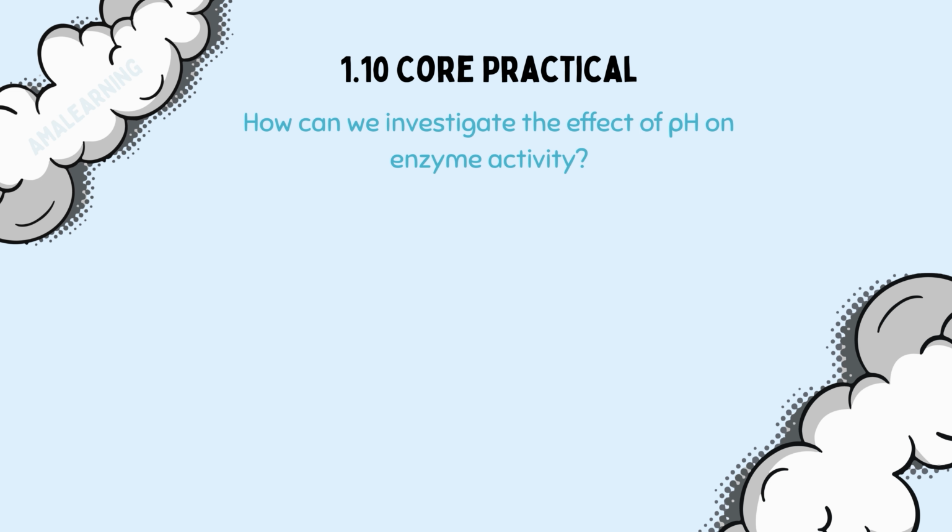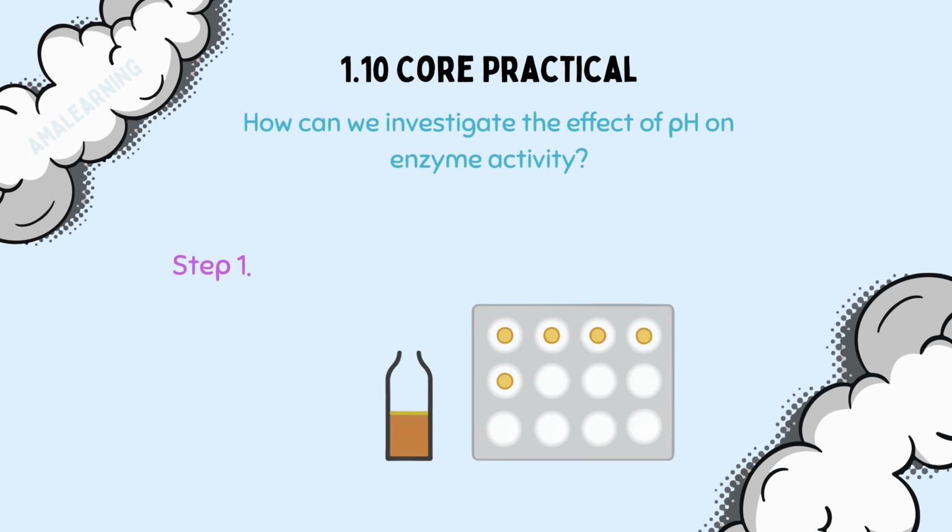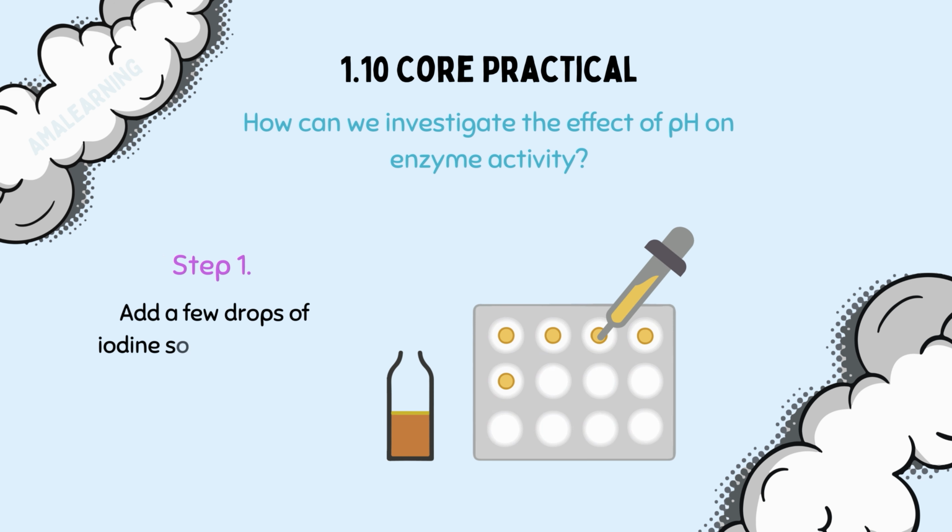In every exam, you can expect at least one question linked to a required practical. It is therefore important to know the following process. Step 1. Add a few drops of iodine solution to each dimple in a spotting tile. For step 1, it is important to note that iodine turns blue-black in the presence of starch.